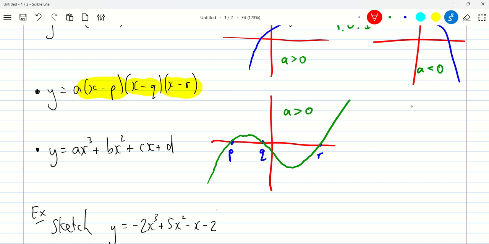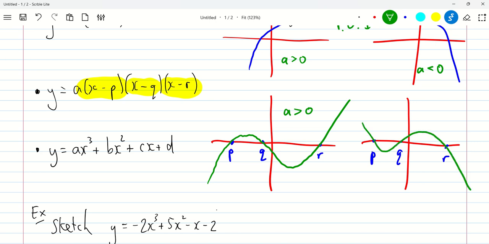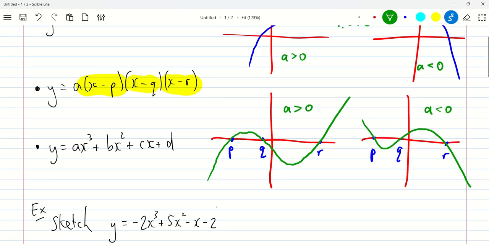If a is less than 0, so if you've got a negative a, then I'll try to do it with the same p, q, and r, you're going to have a decreasing function. So what that means is you're going to come down, up, down like that. So that's if a is less than 0, it's going to be decreasing. So make sure you know the difference between all those. That's how we sort of deal with life if that's in factorized form.